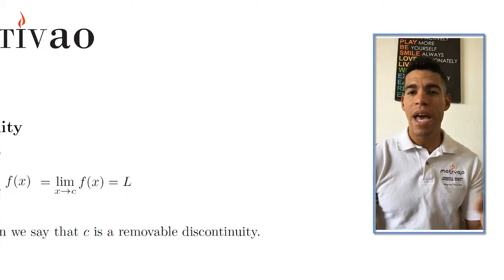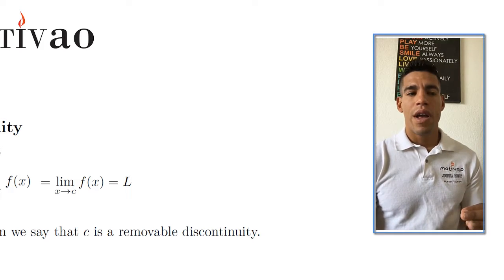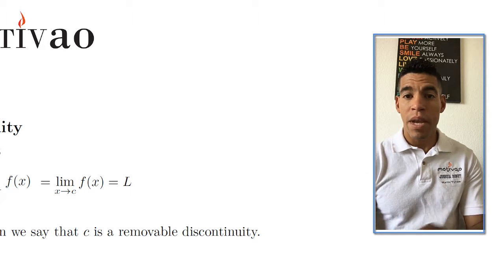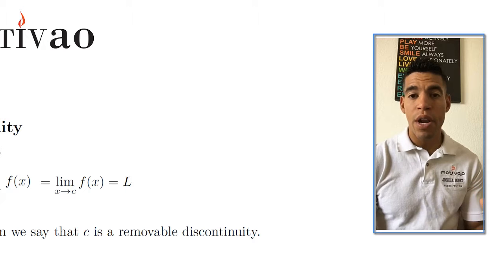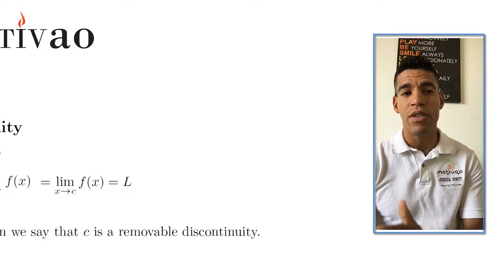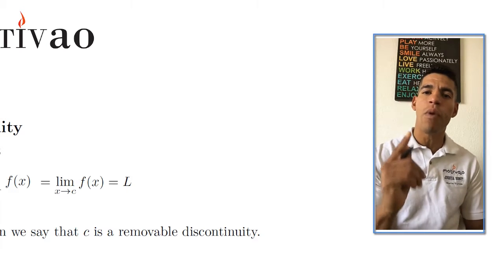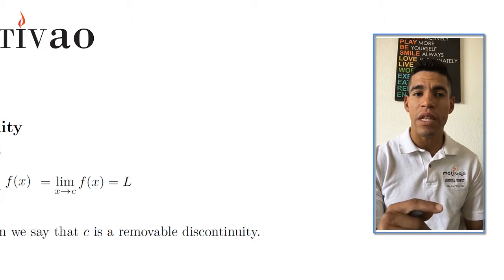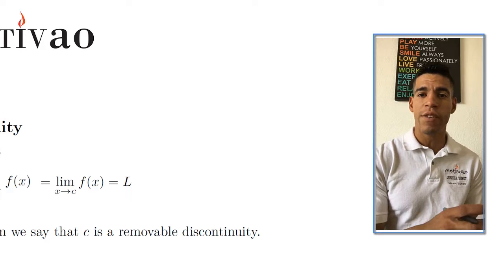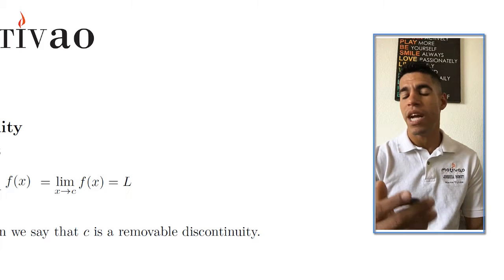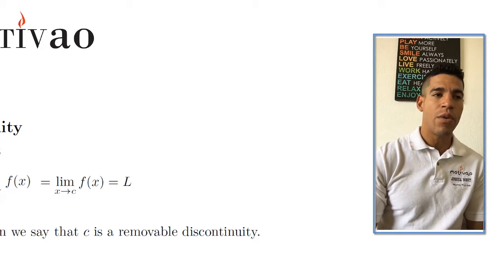In mathematics, in general, names have meaning. The point of calling it removable discontinuity is that you're removing just one point of the continuous function. You're making it discontinuous by removing one point. That's why it's called removable discontinuity.